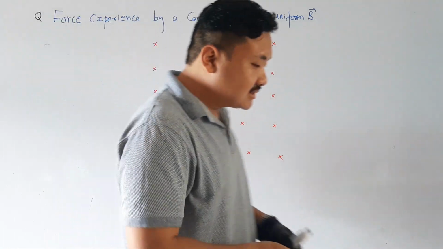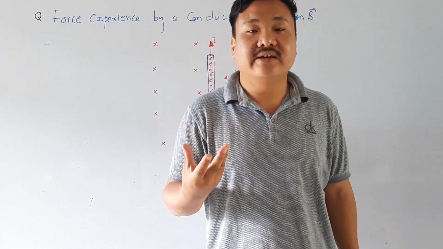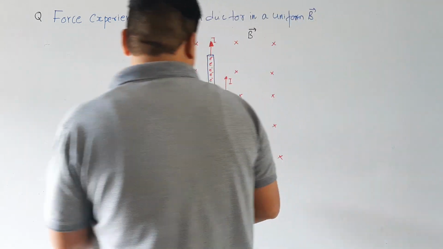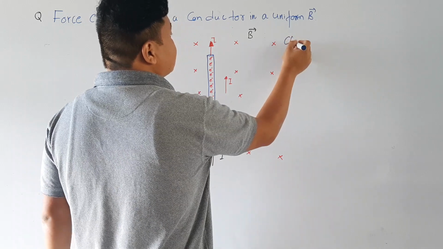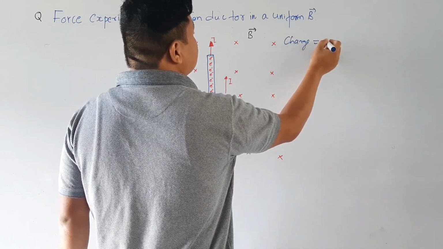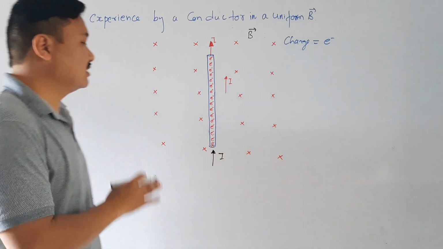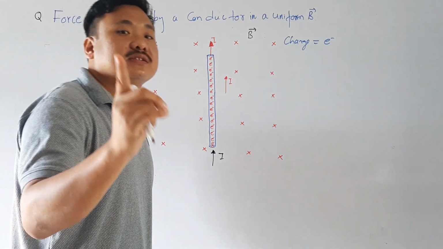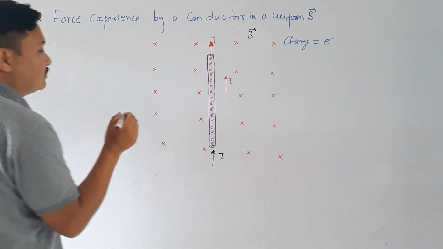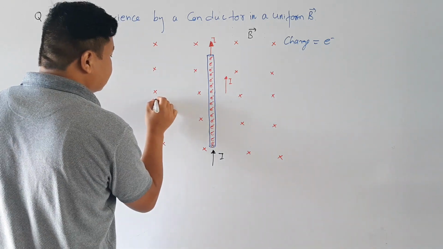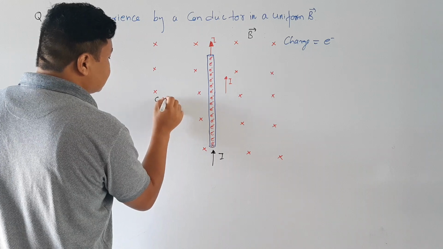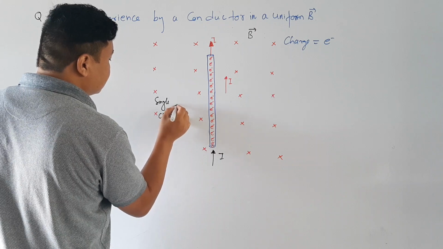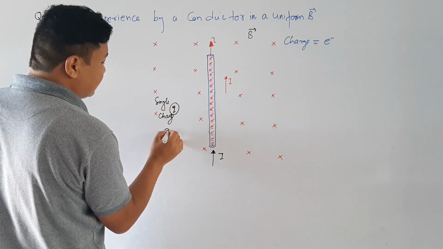Now in the conductor, what is flowing? There is a charge, and that charge is my electron. The charge is equal to the electron in the conductor. So there is a current carrying conductor. Now one charge will experience force, isn't it? If I have a single charge, I will consider a single charge Q, or just write electron.